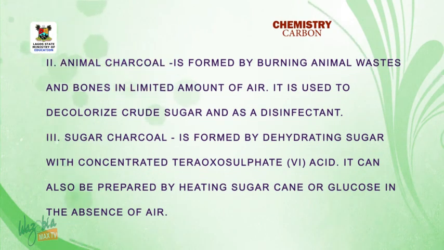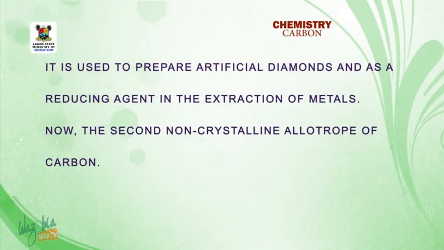Sugar charcoal is formed by dehydrating sugar with concentrated tetraoxosulfate(VI) acid. It can also be prepared by heating sugar cane or glucose in the absence of air. It is used to prepare artificial diamonds and as a reducing agent in the extraction of metals.